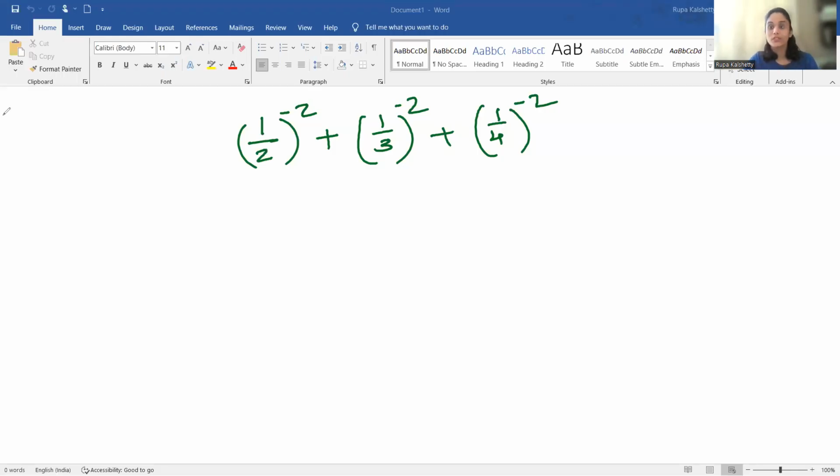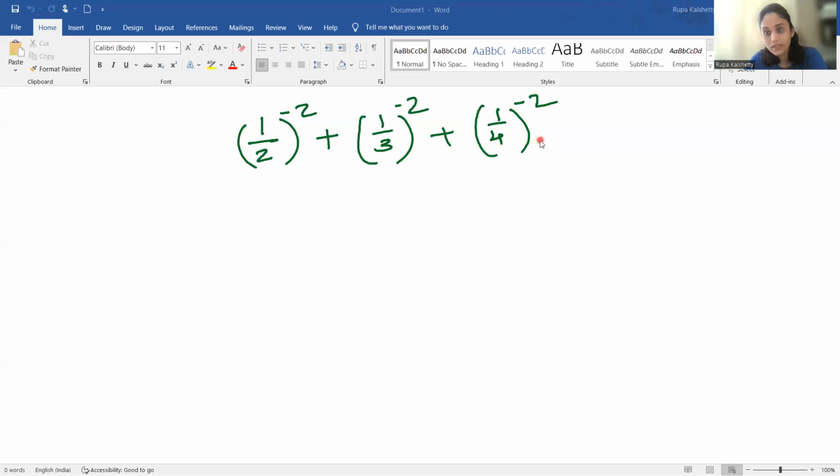Hello, so today we are going to solve this example, which is related to exponents. The example is all about negative exponents. Once you look at the example, there is a spotlight here. This example has a negative exponent.